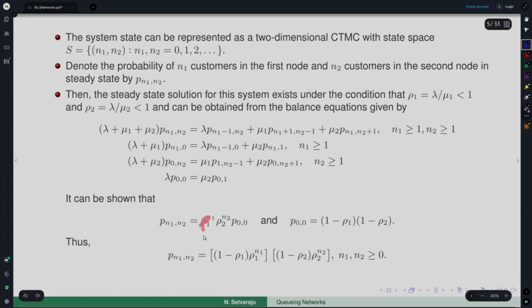There is nothing like rho 1 to the power n1 plus n2, or n1 n2 kind of terms, which you cannot separate out. Whereas rho 1 to the power n1 and rho 2 to the power n2 is very simple here. Anything that is a function of n1 and a function of n2 multiplied by a constant is what should be the form, and that is what is called the product form network.